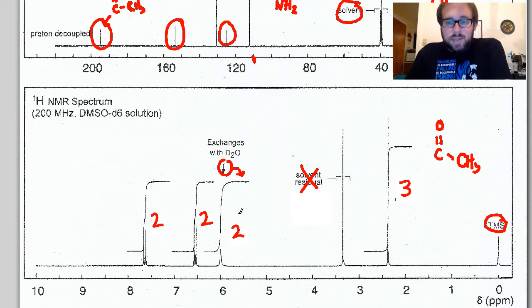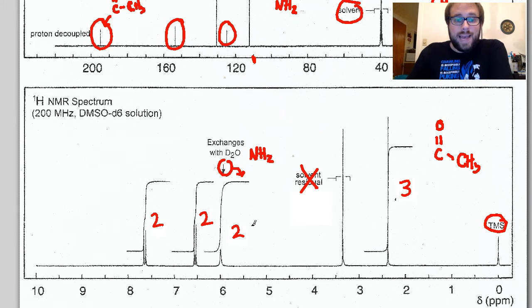When you see something that says exchanges with D2O, that's simply another way of saying this group is involved with hydrogen bonding, because hydrogen bonding groups will very readily exchange deuteriums for hydrogens when you get into a hydrogen bonding situation. So this most likely would be an NH2 from everything that we were talking about. There is an integration to 2, and so this kind of confirms the presence of NH2.